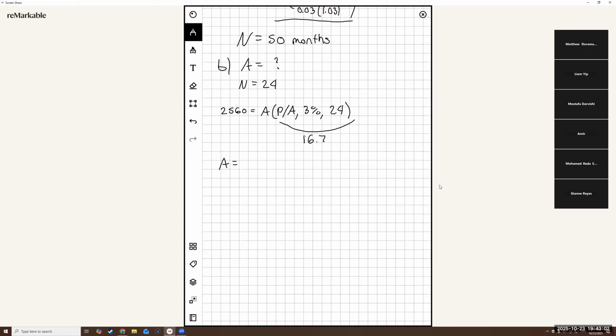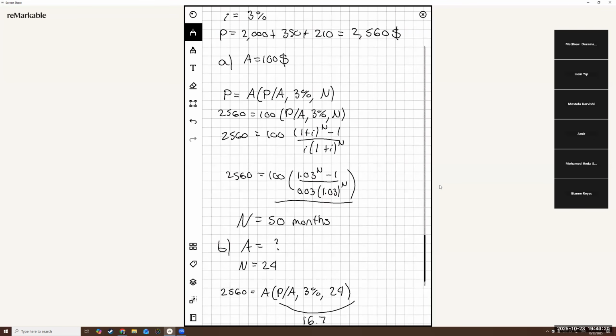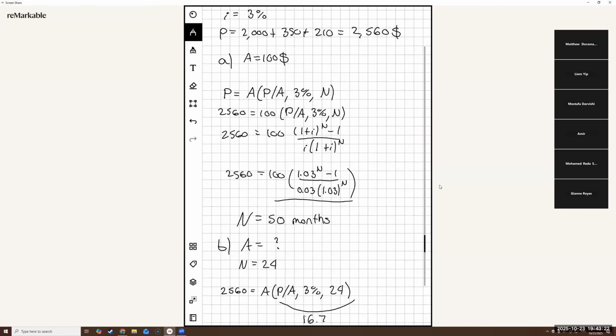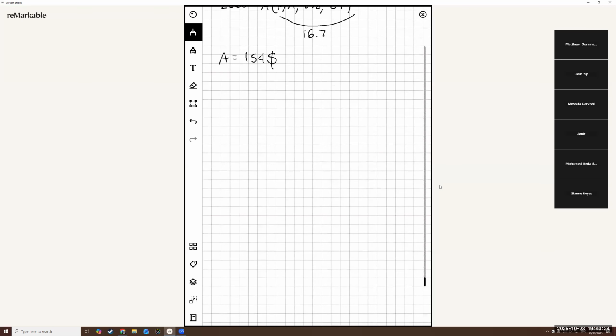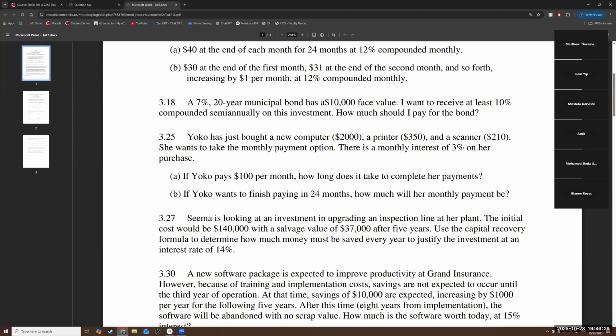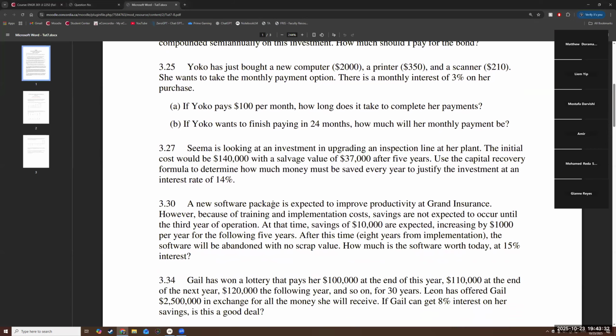So if you take 2,560 and divide by that, you should get an annuity of $154. That is the annuity. That is what she has to pay per month in order to amass a present worth of $2,560 over 24 months. That's it for this question. So now we're gonna move to question 3.27.